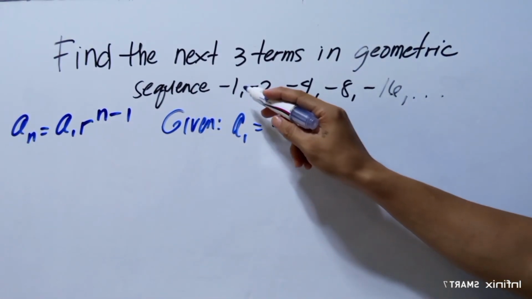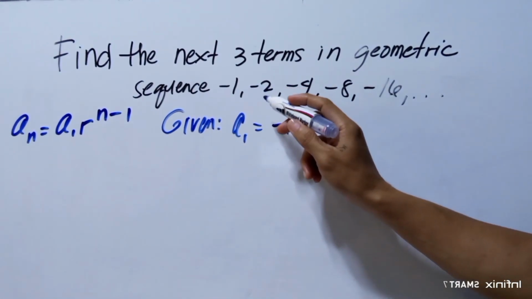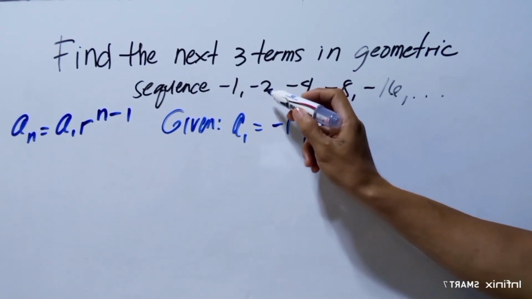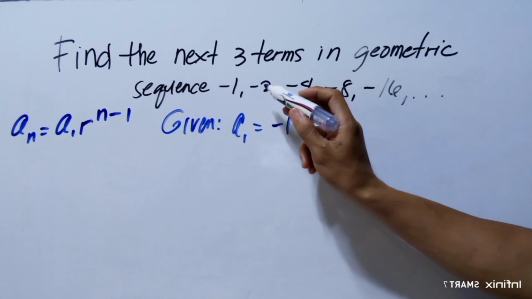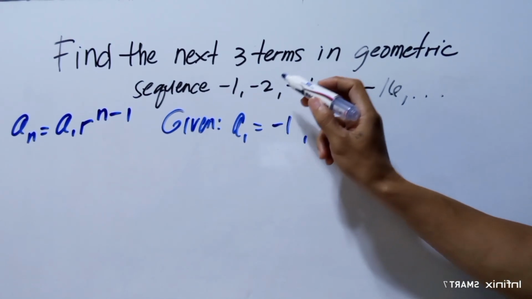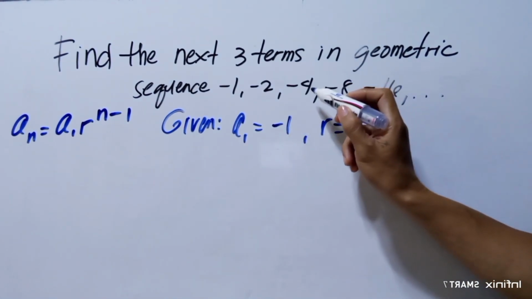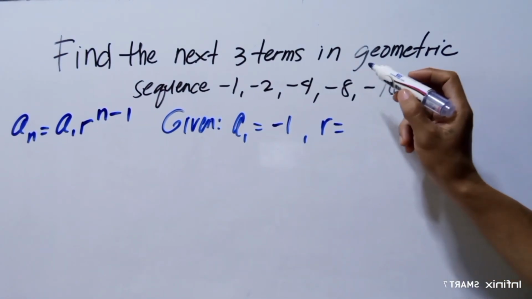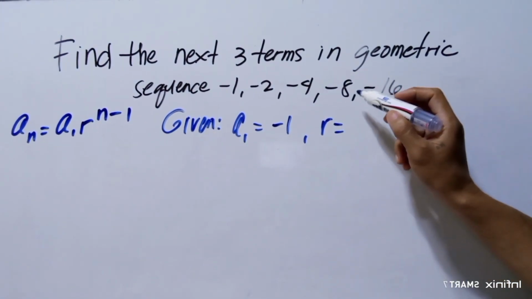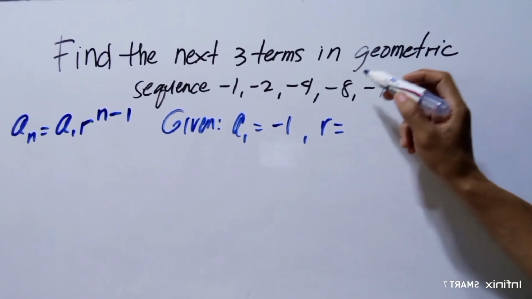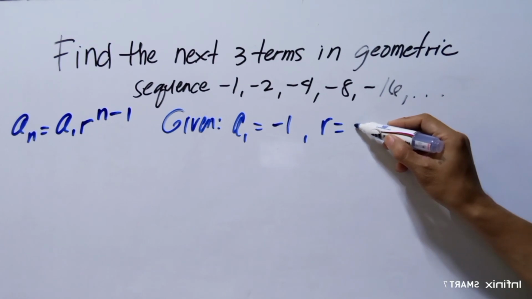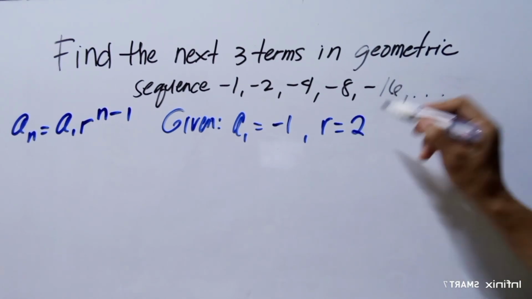So from negative 1, we have to multiply it by positive 2 para magiging negative 2. Negative 1 times 2 is negative 2. Then times 2 is negative 4. And times positive 2 is negative 8. Negative 8 times positive 2, this is negative 16. So therefore, yung common ratio natin dito is positive 2.